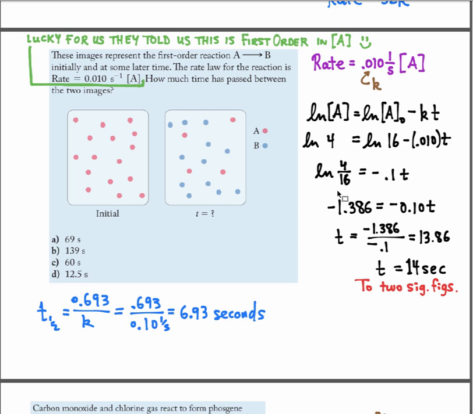Use my massive algebra skills to solve for time. It comes out to 14 seconds. 14 seconds to go from here to here if my constant is this. Now if my constant were larger, that would mean the reaction would go faster and it wouldn't take as long to get to here.